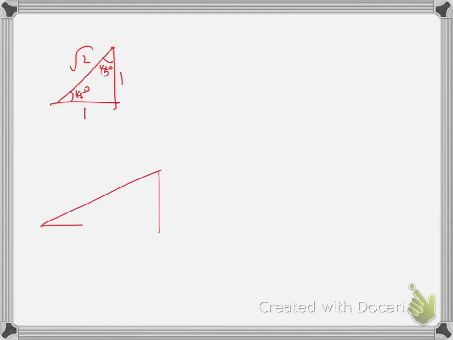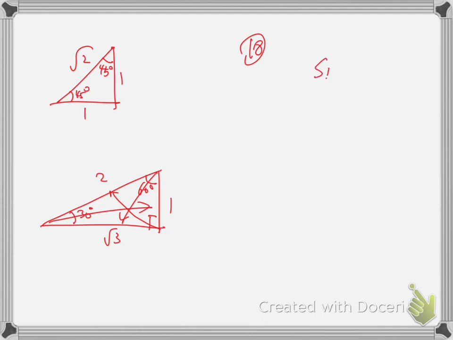Now number 18 and 19 are the special triangles, right? You have to remember these two special triangles. 45, 45: sides 1, 1, radical 2. So that's 45 degrees. And then 30, 60: opposite of 30 is 1, opposite of 60 is radical 3, and opposite of the 90 degree right angle is 2. Okay, so now number 18, we want to find sine 45.